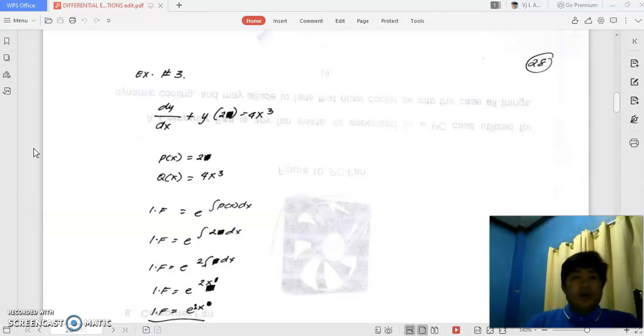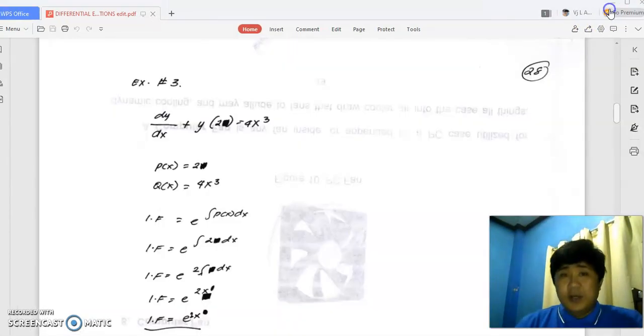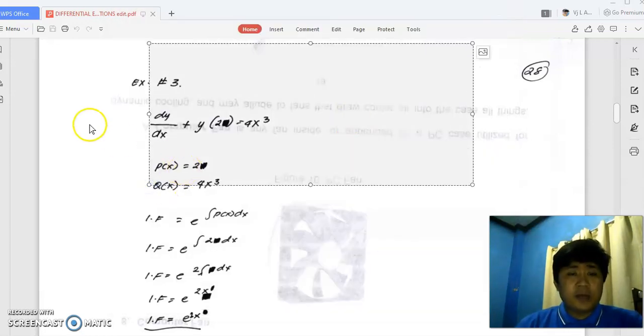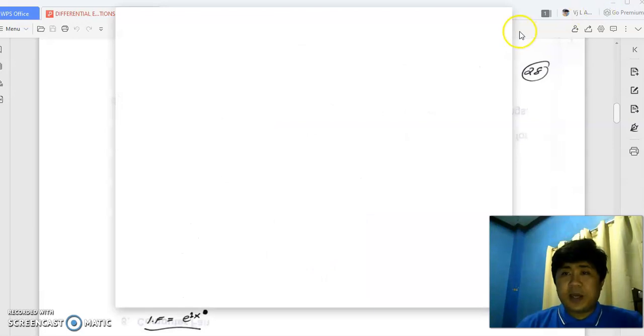Okay, so our next example is, as you can see, linear in y, right? We have your dy, your y, your p of x and q of x. The difference is that later on we will have a longer solution, because in this problem we will be encountering integration by parts. So the problem is just simple to look at. So let's try.